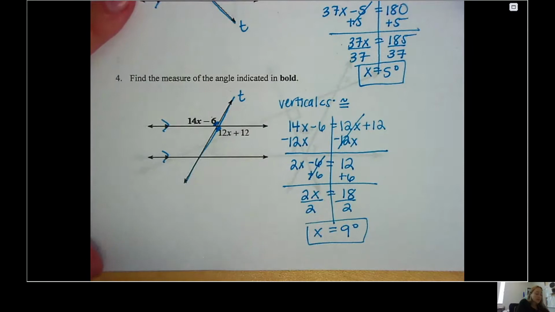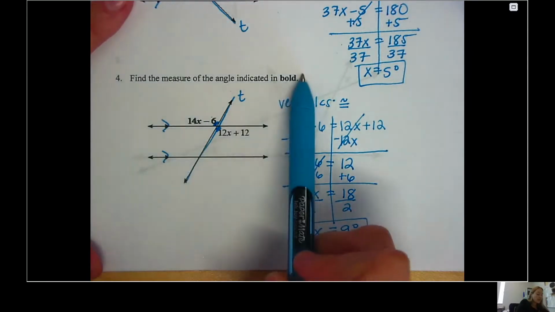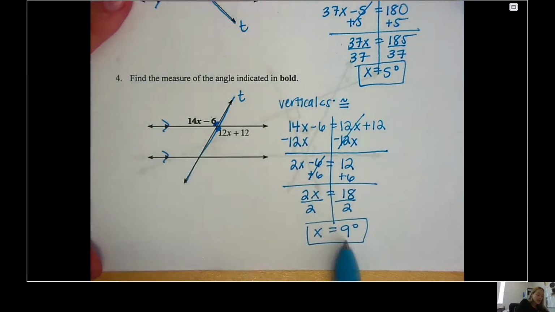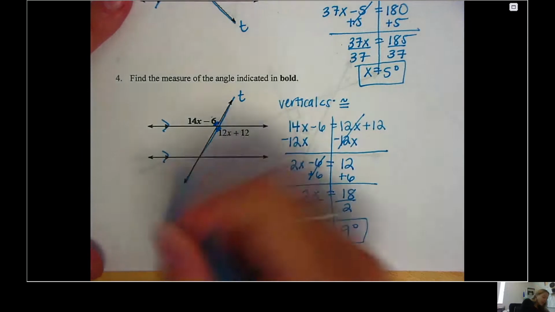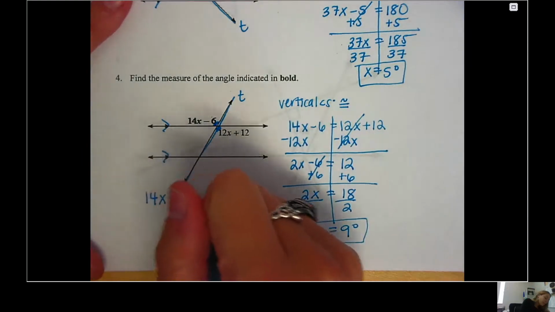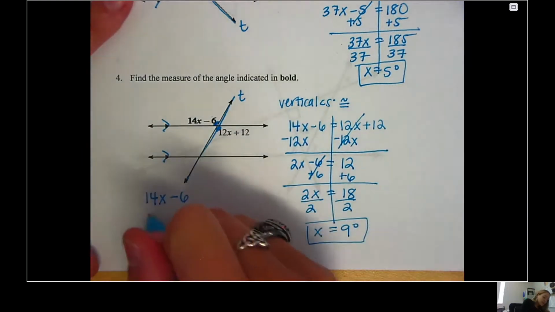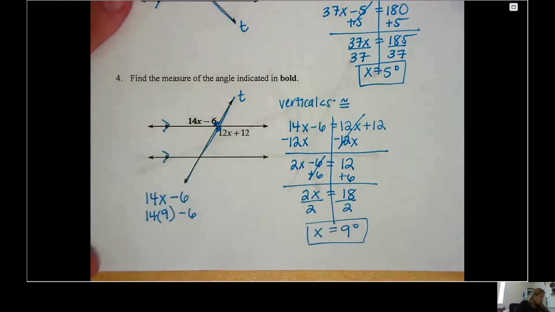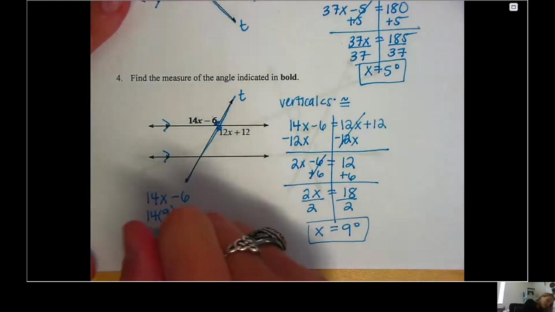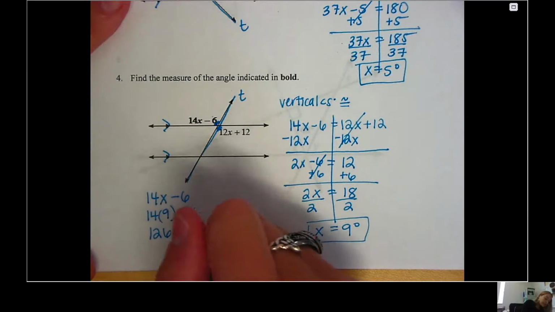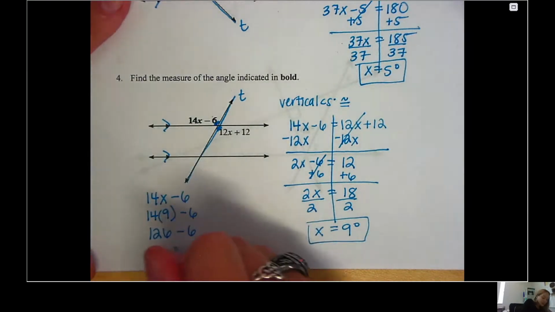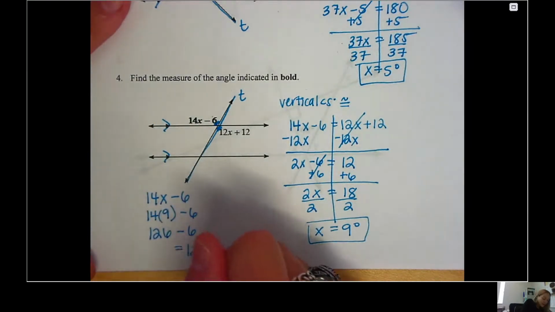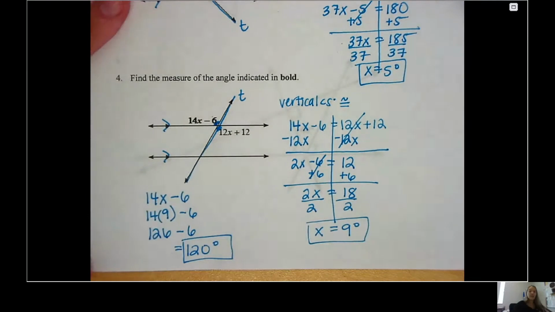But I'm not finished yet because it asks me to find the measure of the angle in bold. So I have to take this 9 and plug it into this equation right here. Instead of 14x minus 6, where I have the x, I'm going to plug in a 9. So 14 times 9 gives me 126, and 126 minus 6 gives me 120 degrees. There's my final answer.